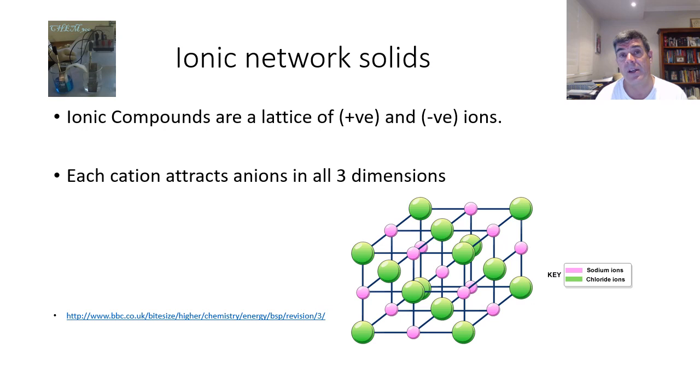So ions are probably one of the easiest things we can understand in terms of how things bond together, because ionic compounds are lattices of positive cations and negative anions. And these are held together simply through electrostatic attraction.